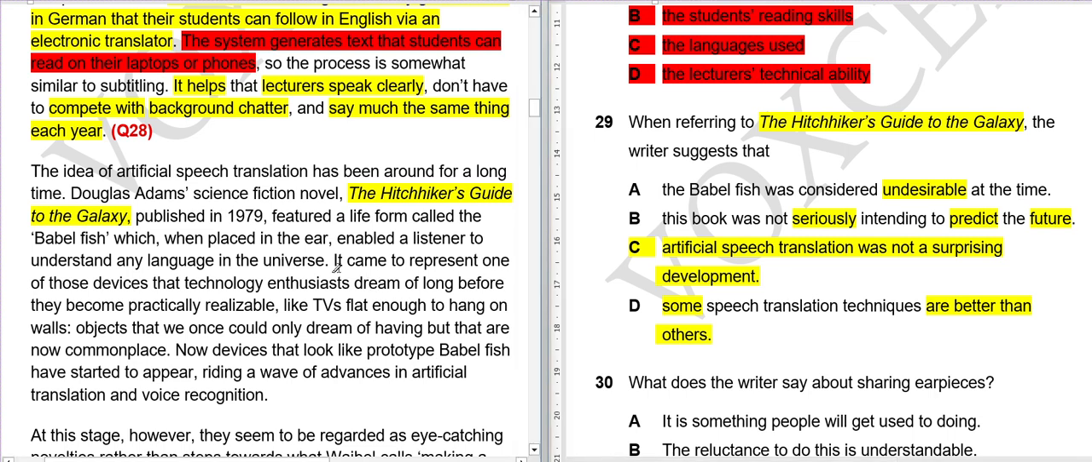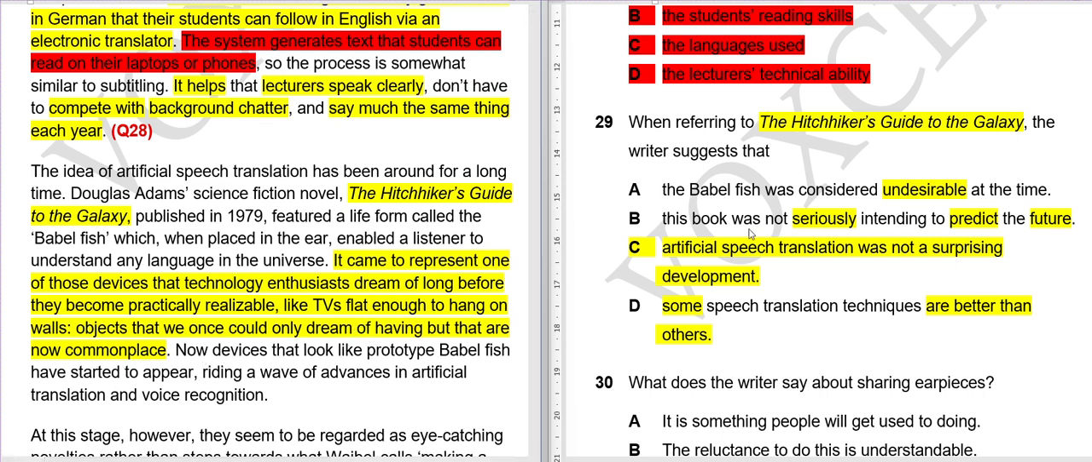So here it is written that it came to represent one of those devices that technology enthusiasts dream of long before they practically became realizable. And then they have given an example of what kind of devices they are. And one of them was Babelfish.